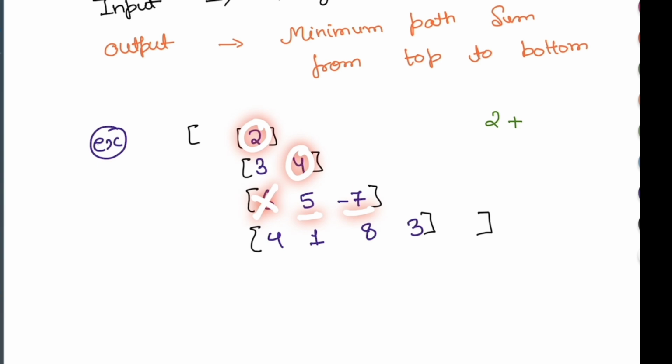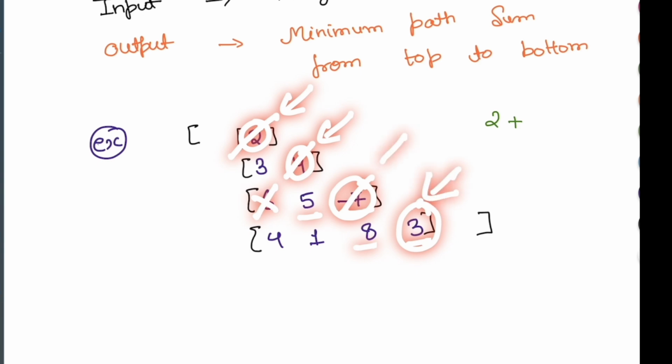But I have the option of going to minus 7, and I can follow this path, 2, then 4, then minus 7, and then from minus 7 I can go to either 8 or 3, right? Maybe I can go to 3, and my path sum is going to be 2 plus 4 plus 3, that is 9, minus 7, that is 2. So now my path sum is 2, right?